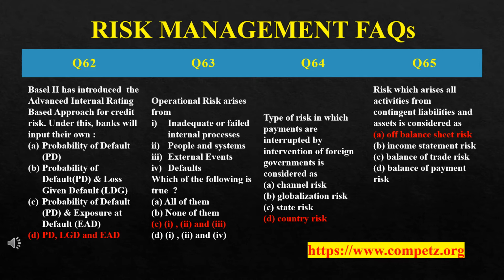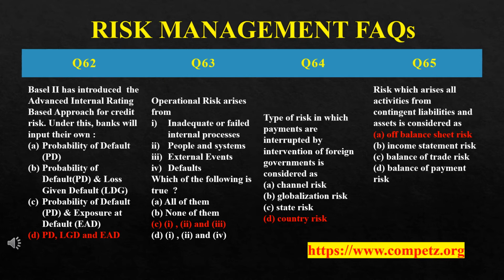See, what is operational risk, friends? Operational risk losses are defined as the losses arising from inadequate or failed internal processes, people, systems or external events. So defaults by the borrower fall under credit risk and not under operational risk.